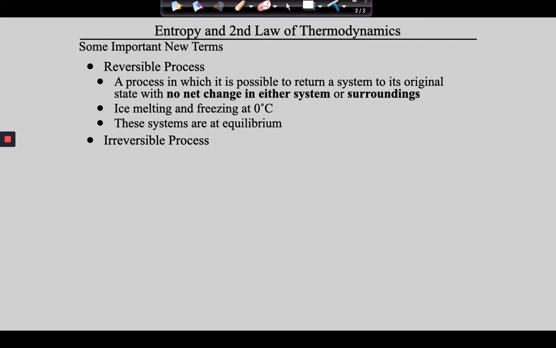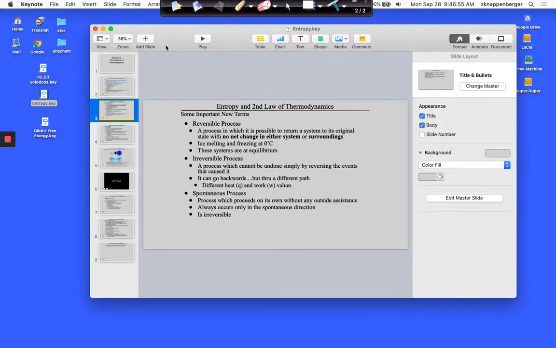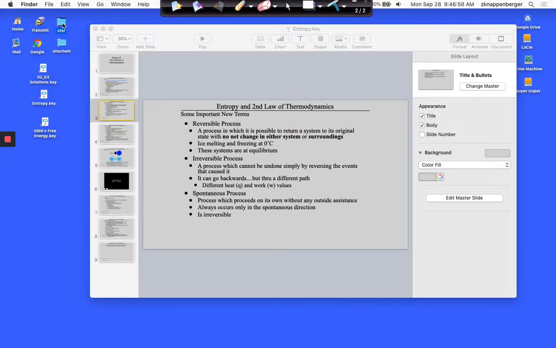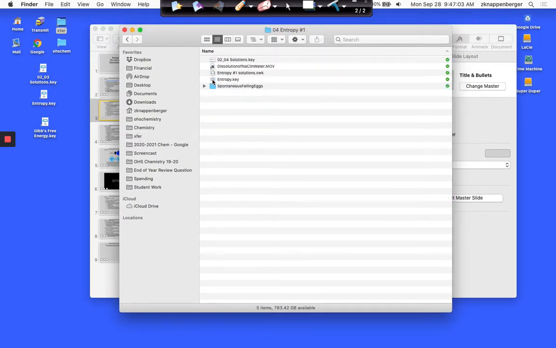So guys, an irreversible process is a process that cannot simply be undone by reversing the events that caused it. So now you're going, okay, give me an example of that. Here, I'm going to give you an example.